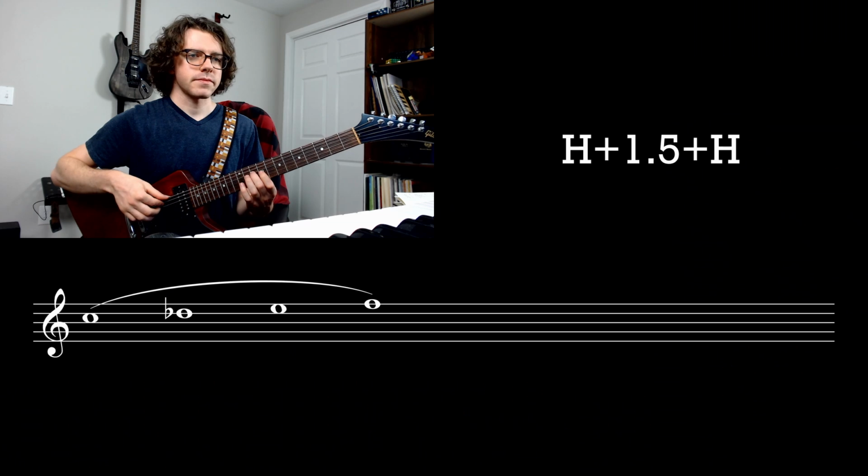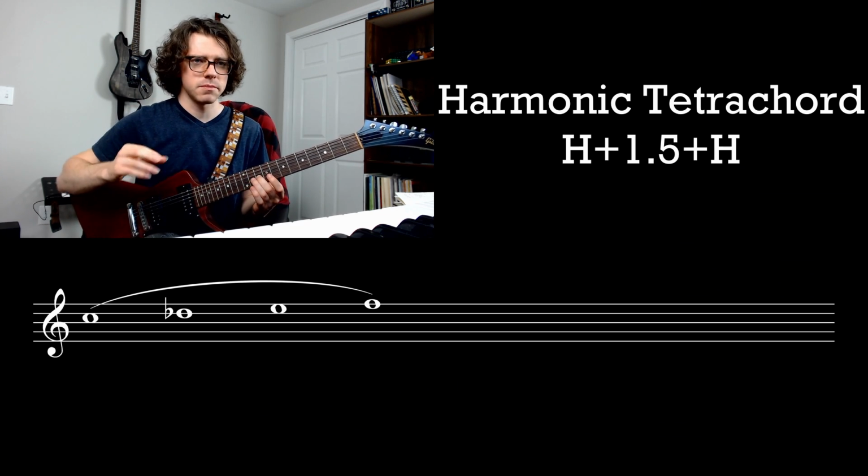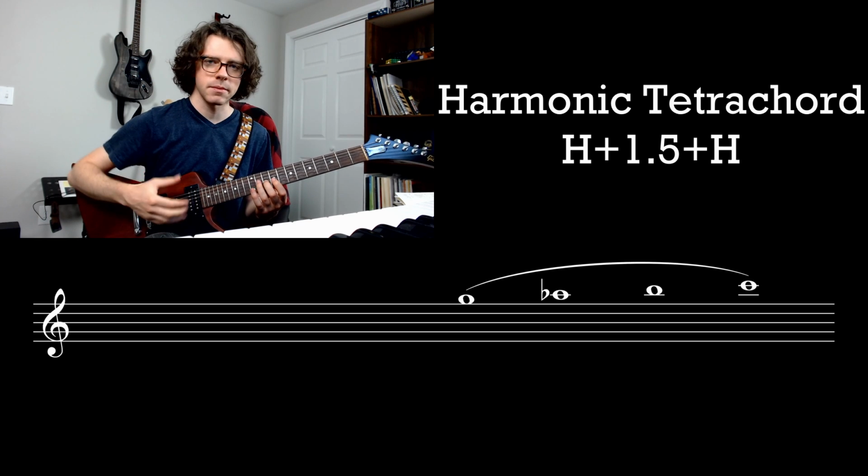If we branch out a little, we can do things like a half step, 1.5 steps, and a half step. This you would probably call a harmonic tetrachord because it's the top chunk of the harmonic minor scale.